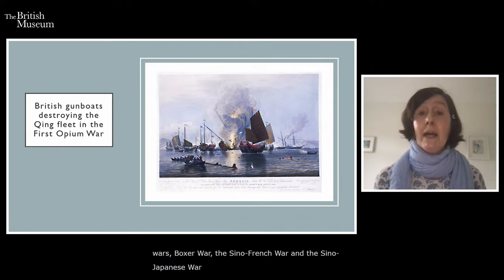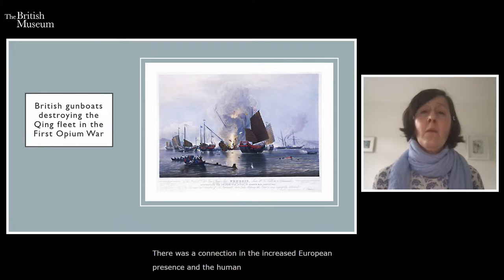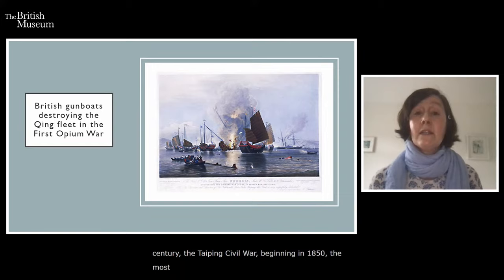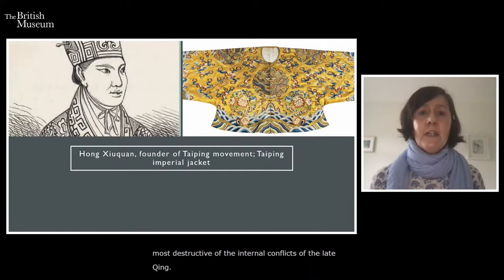Now, there was a direct connection between this increased European presence and the greatest human disaster of China's 19th century, the Taiping Civil War, which began in 1850 and was the most destructive of the internal conflicts of the late Qing. This war originated in the visions of an educated man from South China called Hong Xiuquan, who failed multiple times the notoriously competitive civil service exams that were the gateway to a prized government job.